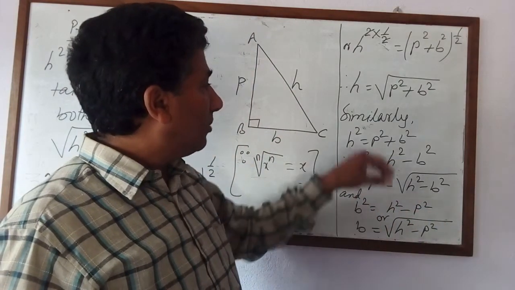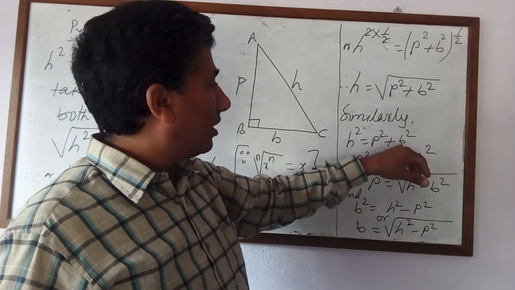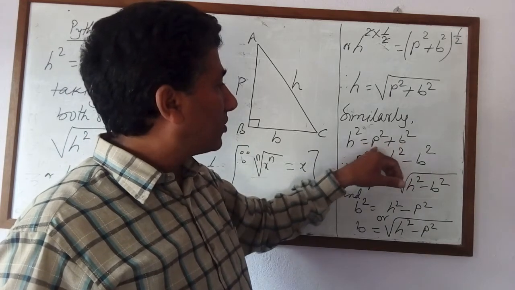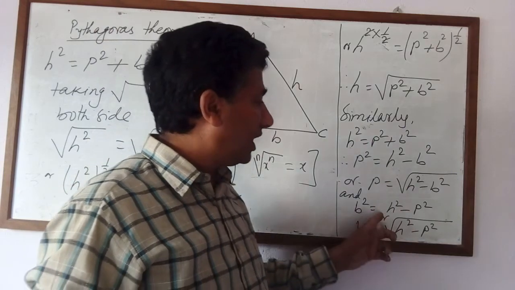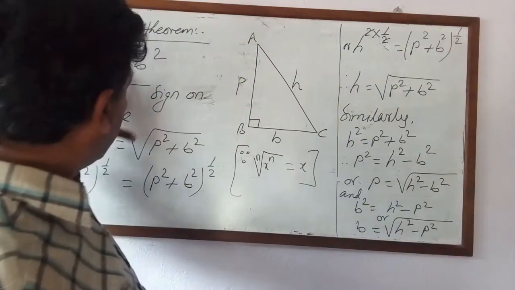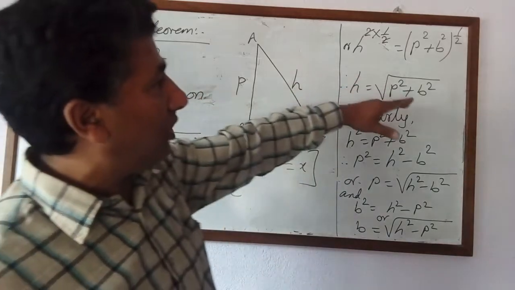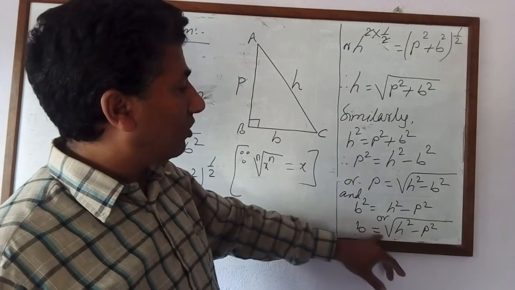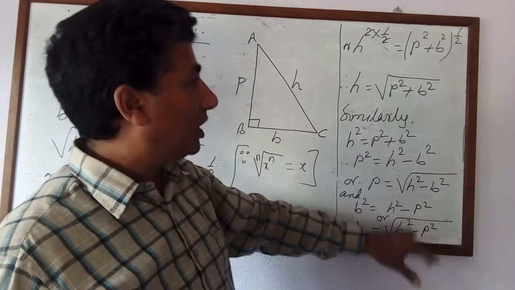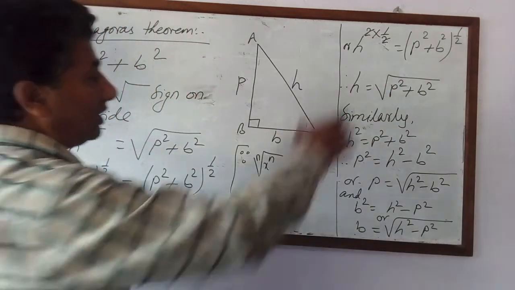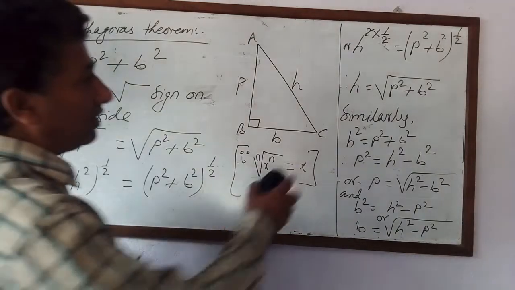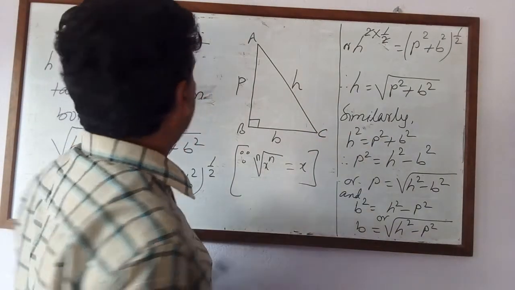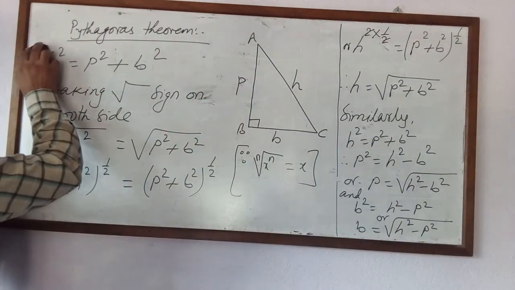Similarly, from here, bring this p square to this side, positive becomes negative, h square minus p square. Again taking root sign on both sides, by the same method, we will get b equals root under h square minus p square. Now this method of simplification you should know. Now with this relation, I'll solve a question.